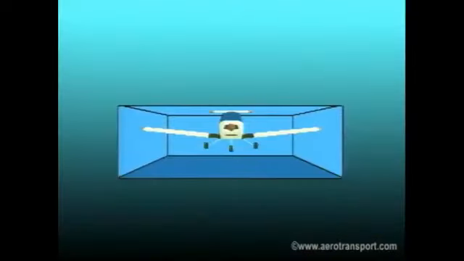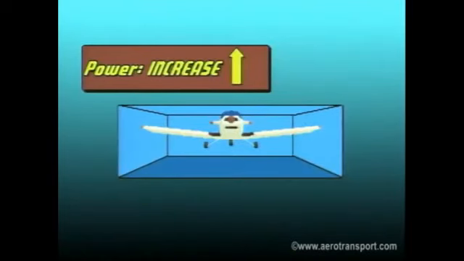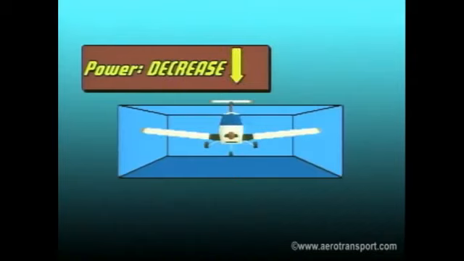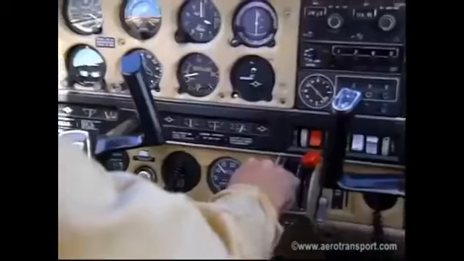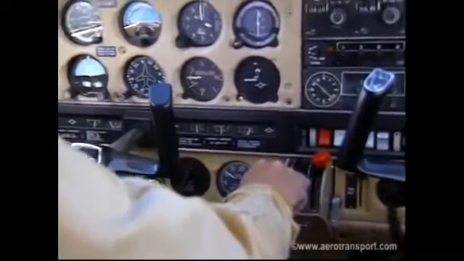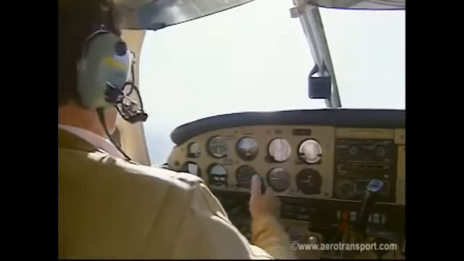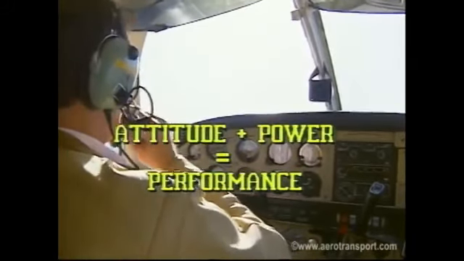To maintain level flight, use the elevators to compensate for any changes in pitch and maintain a constant altitude. While in straight and level flight, if the power is increased, the nose will pitch up. Conversely, a decrease in power causes the nose to pitch down. Therefore, to stay level, you must lower the nose when you increase the power and raise it if you decrease the power. It is important to realize early in your flight training the interdependence of the cockpit controls. This is best summed up in the maxim, attitude plus power equals aircraft performance.